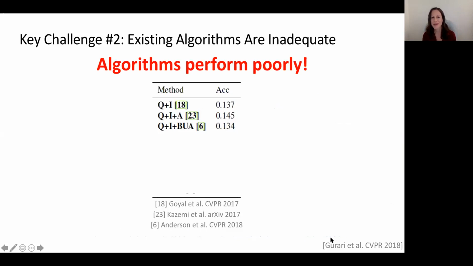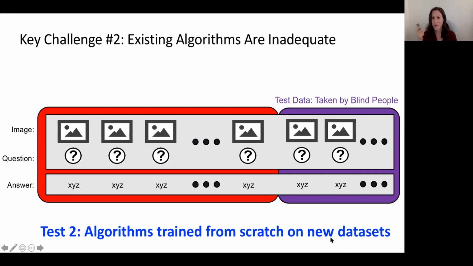We evaluated 3 different algorithms, and in general, you want to see scores that are closer to 1. Scores are pretty low. The gist is the algorithms perform very poorly. We next evaluate those algorithms where we trained all those algorithms from scratch on a new data set to see if the problem was the training data, not the algorithm architectures. And so in this case, we trained on the data we had collected that was taken by people who are blind.